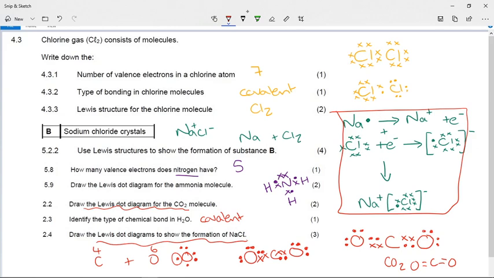And these are all the Lewis dot structures for the last 3 or 4 years of past paper grade 10 papers. You will draw Lewis structures in grade 11 as well.